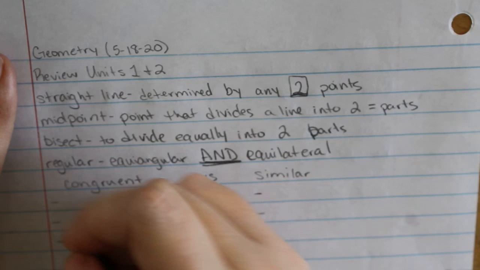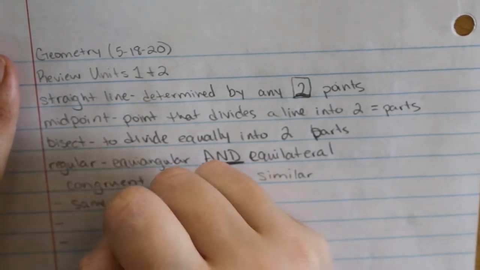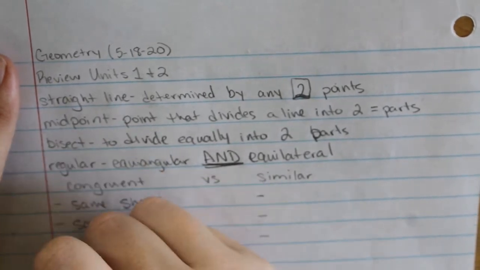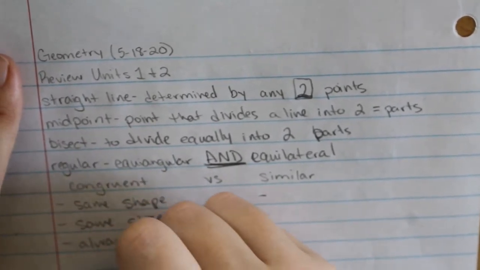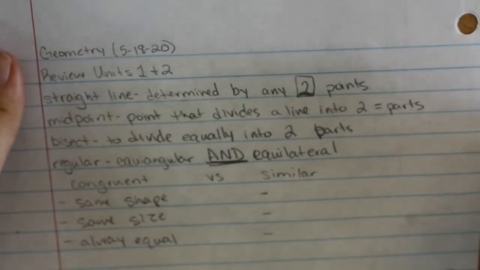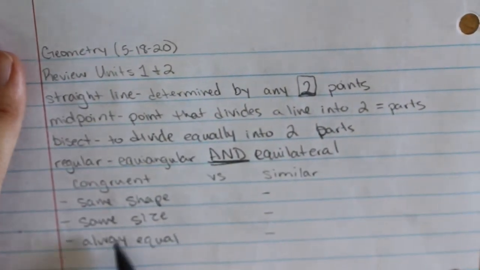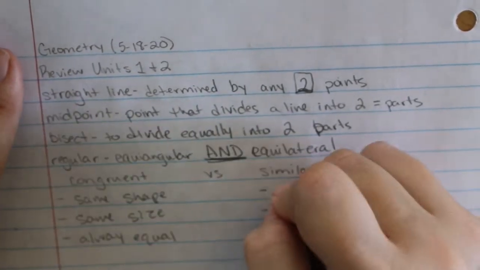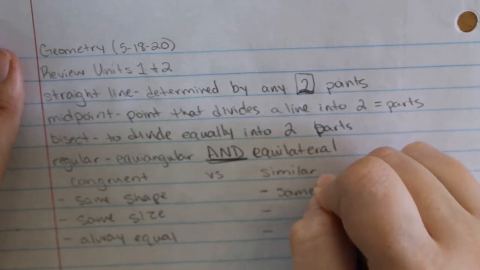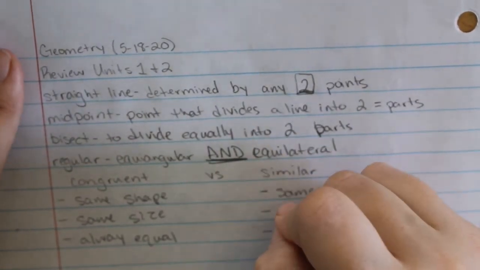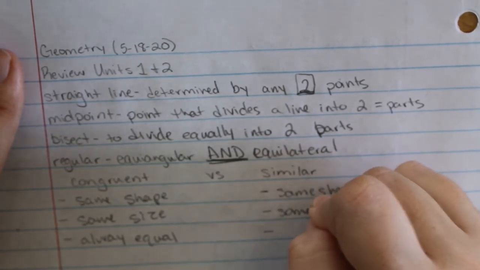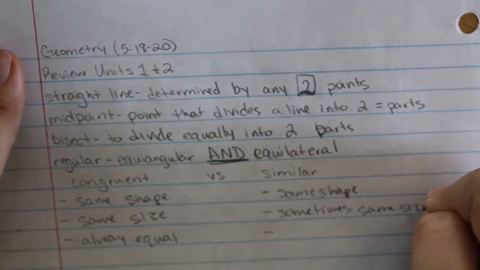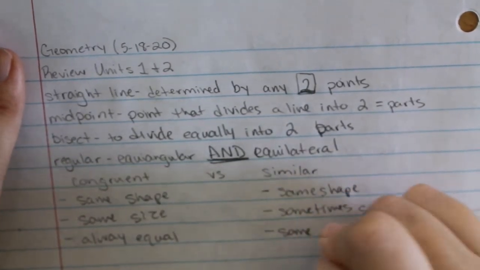Okay, so similar versus congruent. So congruent is same shape, same size, and always equal. If you can't see where I'm going here, you're going to have some always, sometimes, nevers here. So it's always same shape, always same size, and always equal. Whereas similar is the same shape, sometimes same size and sometimes equal.